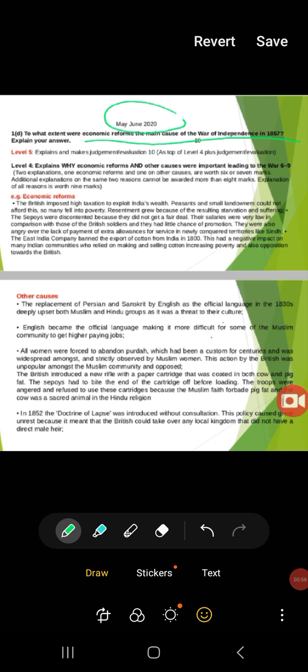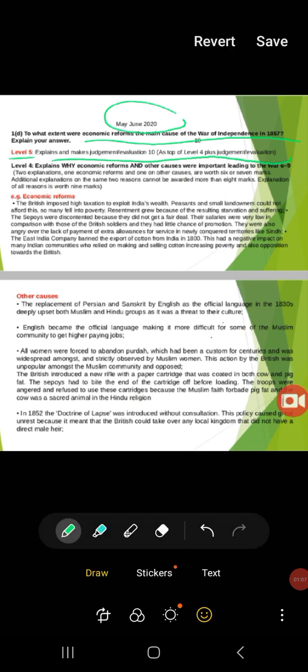You see on top it's mentioned level 5. What is the requirement of level 5? That you explain and make judgment or evaluation that will be able to make you secure 10 marks at top of level 4 plus judgment and evaluation. In order to secure 10 marks out of 10, you need to write a judgment and evaluation after writing your argument. You are also aware that you are supposed to write at least 4 arguments, including the counter argument. In your argument, there must be a counter argument, and this is what we are going to discuss here.